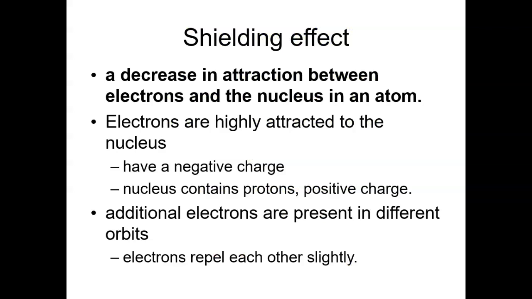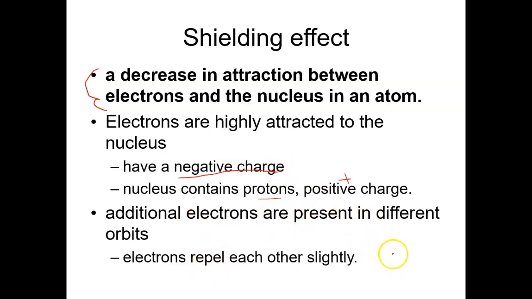Okay, the shielding effect. The shielding effect is a decrease in the attraction between electrons and the nucleus of an atom. This is the definition. Please make sure you write that down. Electrons are highly attracted to the nucleus. Why? Because they have a negative charge, and the nucleus contains protons, which are positive. And if we remember, we only have protons and neutrons in the nucleus, so the overall charge of a nucleus is positive. As you add additional electrons, they are present in different orbitals, so the electrons start to repel each other.